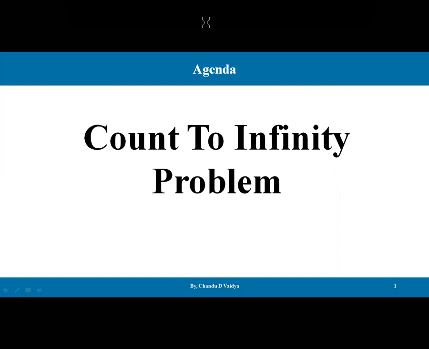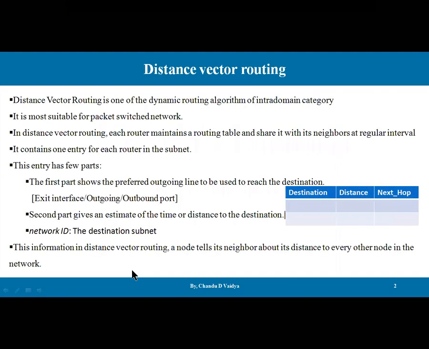Today we are going to discuss a very famous problem, and that problem is named the count to infinity problem. So let's start with the count to infinity problem. But before discussing it, we have to discuss where it occurs, how it occurs, and what the background of that particular routing protocol algorithm is. So let's start with the first one, that is the distance vector routing protocol.